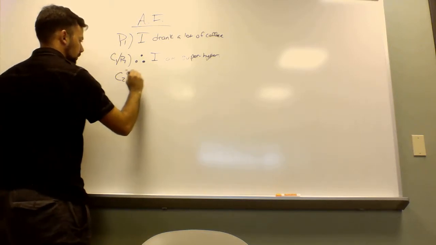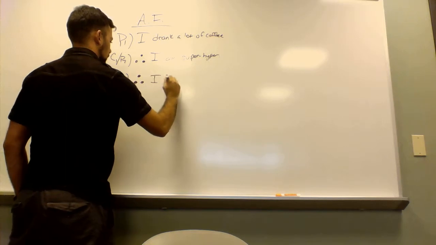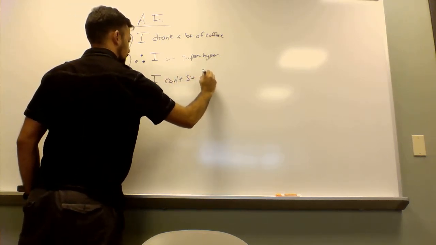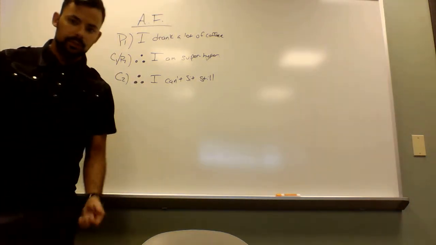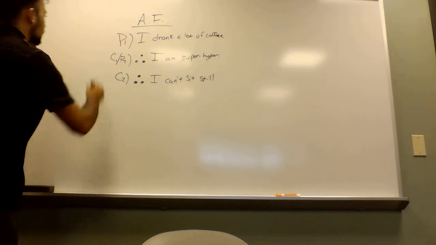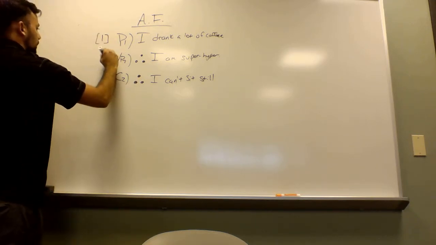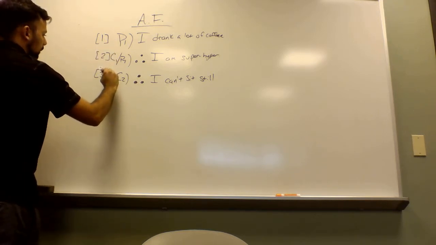Conclusion 2, therefore, I can't sit still, right? So let's go ahead and number these propositions, right? So this will be given number 1. This will be given number 2. And this will be given number 3.